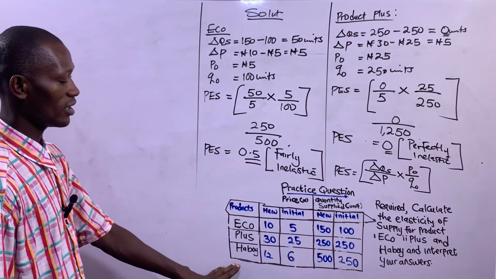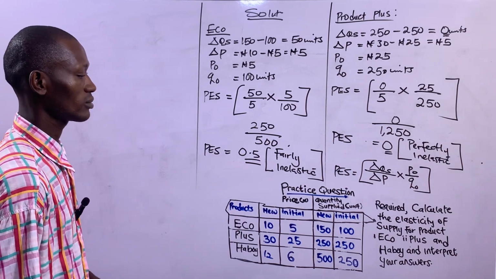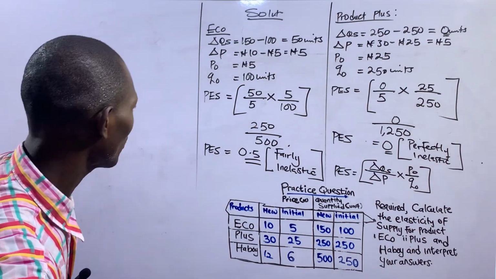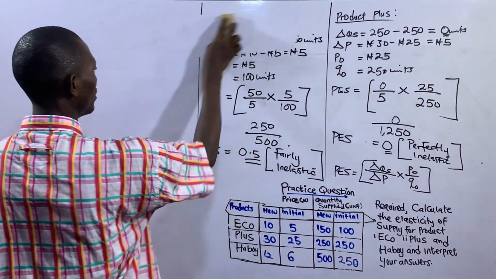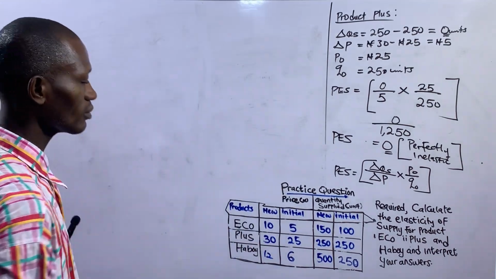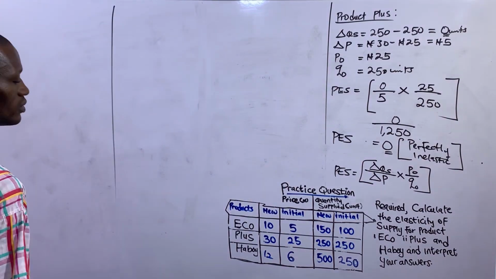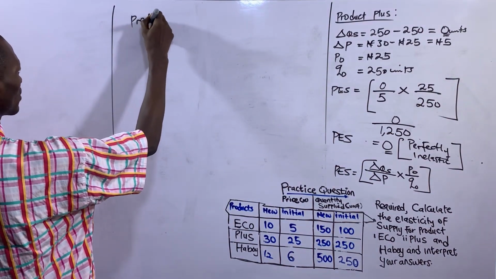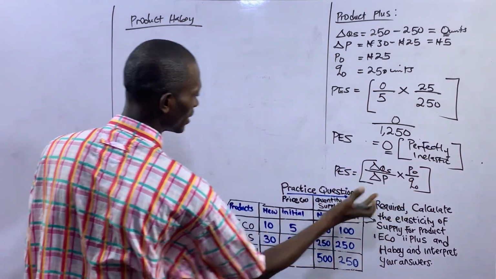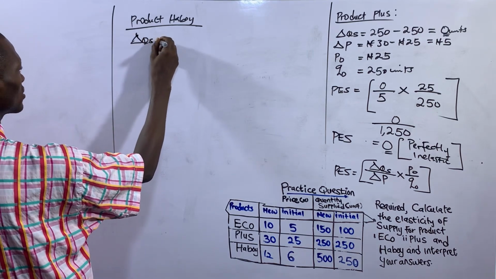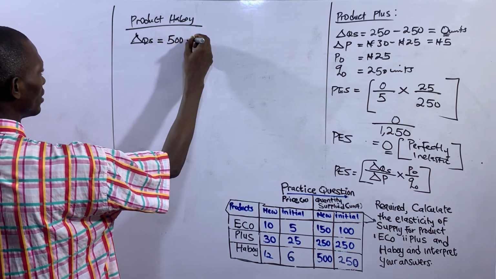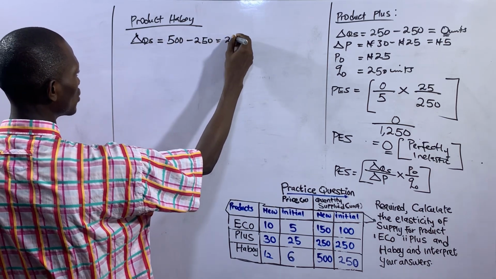So let's solve for the last product, which is Aboy. Shall we? Yes. So let me rub up this part. So the last product, so for product Aboy now. So we get all these variables as well. So change in QS, that's quantity supply, that's 500 minus 250. So 500 minus 250, that gives us 250 units.